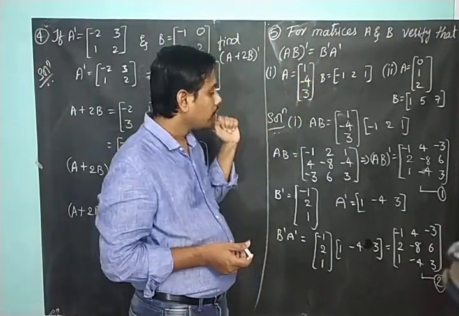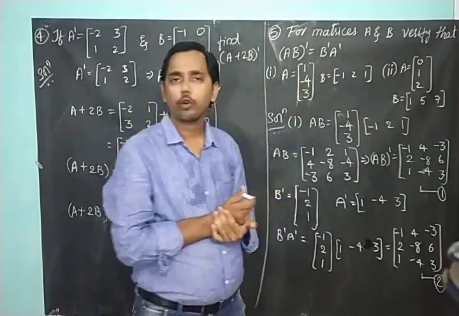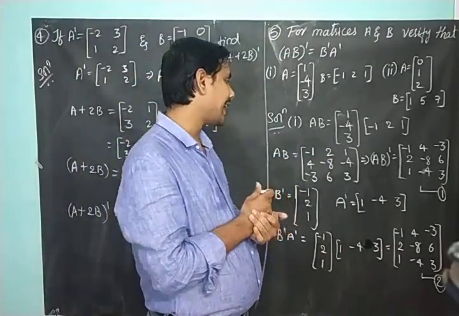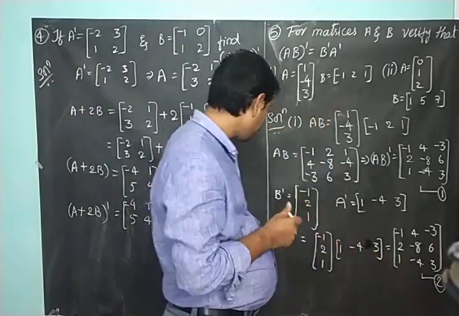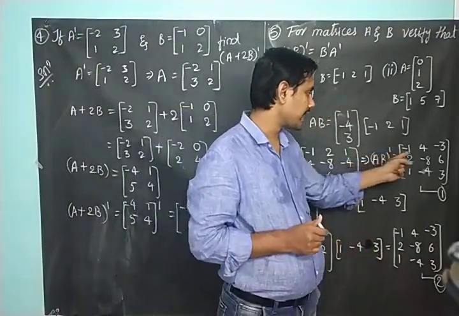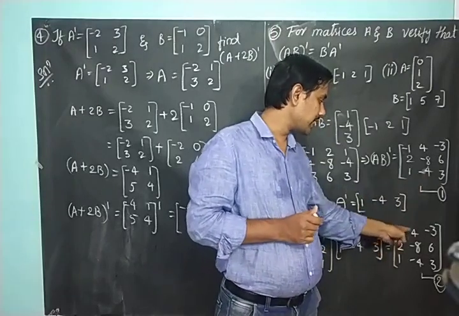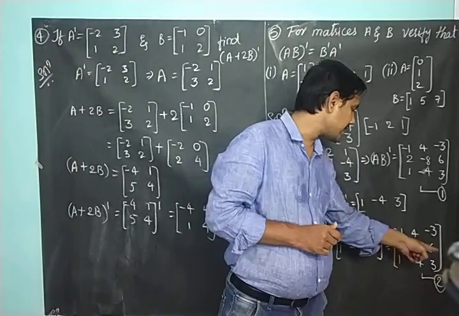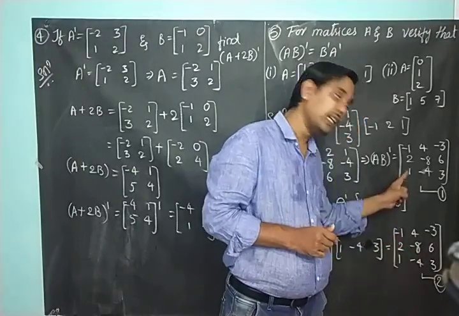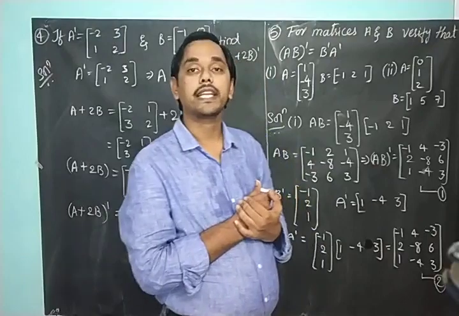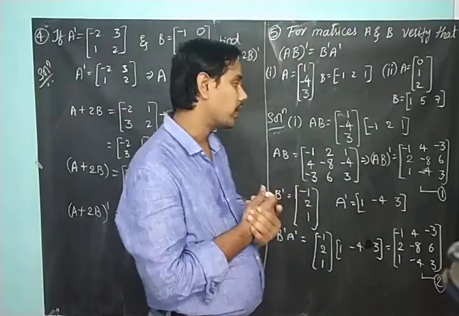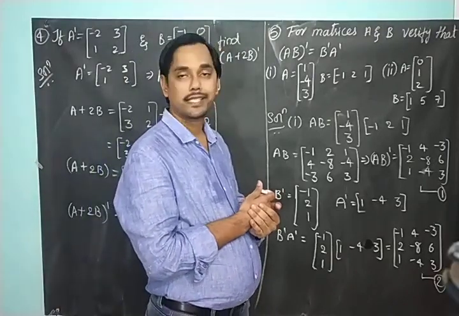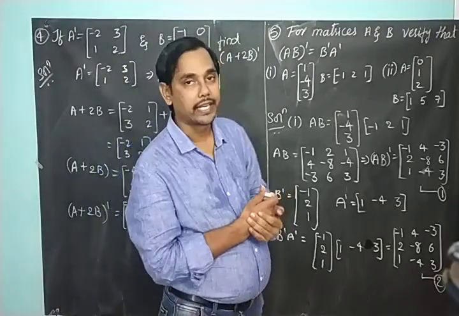Okay. So now by comparing equation 1 and 2, don't we find them as equal? Exactly, they are equal. You can see the first row here, minus 1, 4, minus 3. Here also we have minus 1, 4, minus 3. Here we are having 2, minus 8, 6. Here also 2, minus 8, 6. Here we are having 1, minus 4, 3. Here also 1, minus 4 and 3. So equation 1 and 2 are equal. That means A into B whole transpose is equal to B transpose into A transpose.